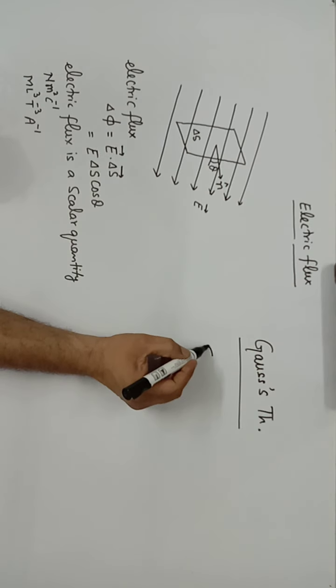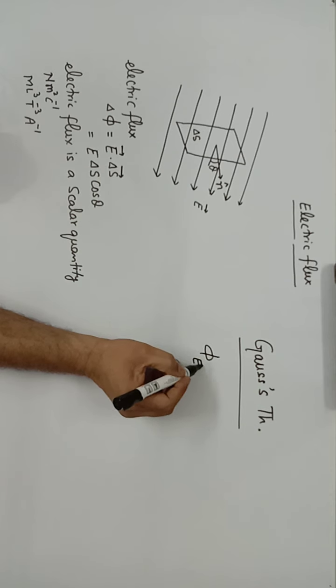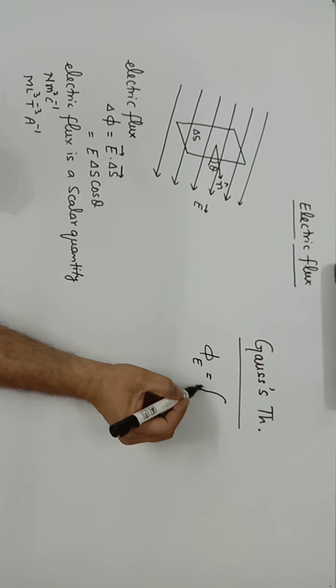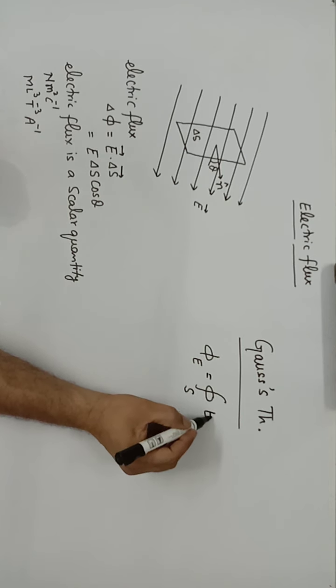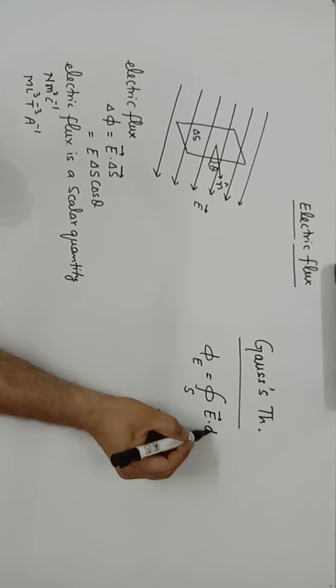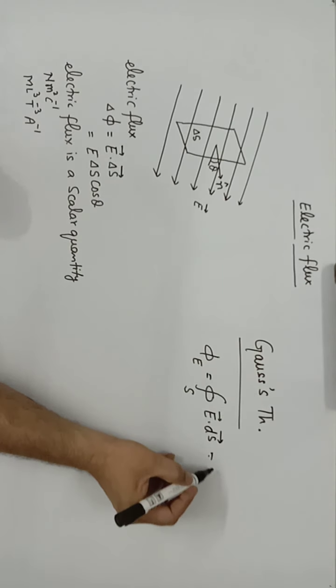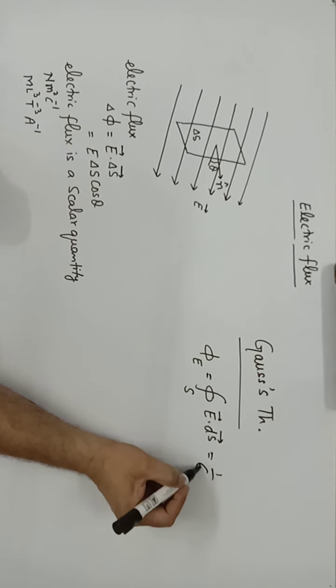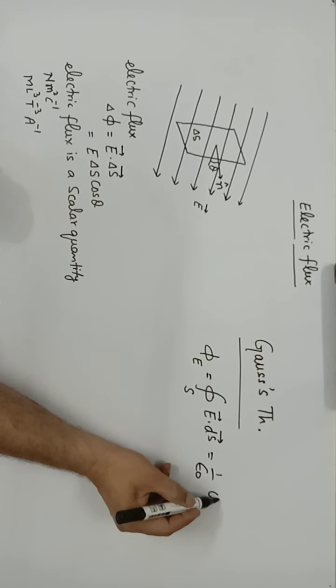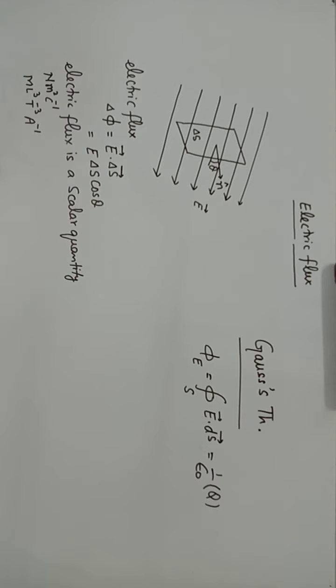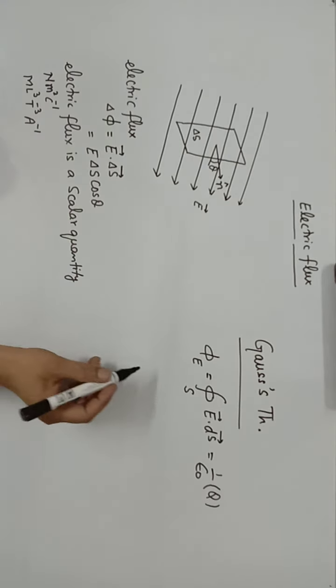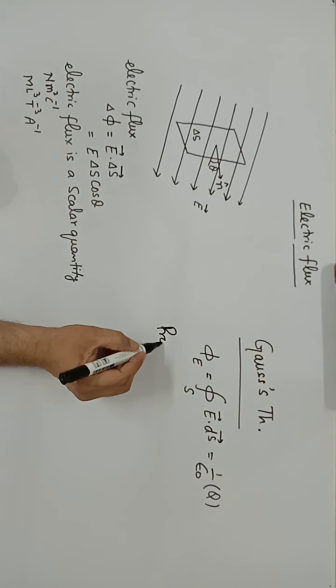So the value of the flux phi E, the surface integral of E dot ds, is equal to 1 upon epsilon naught times the total charge enclosed by the surface. So this is the statement given by Gauss. We want to prove it, so let us prove.